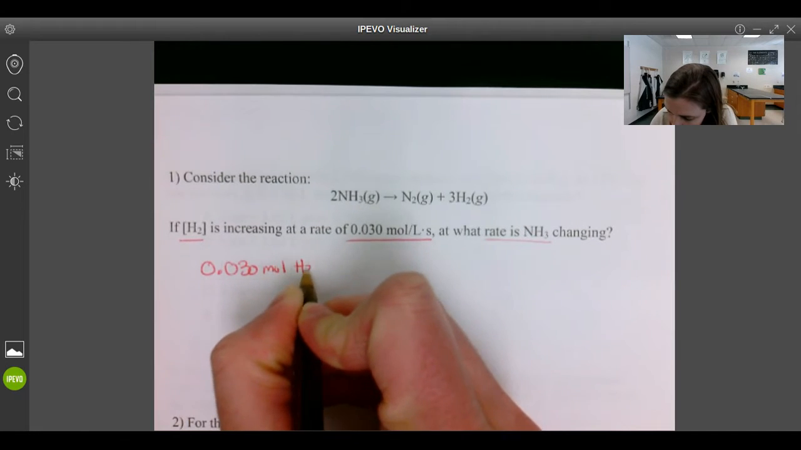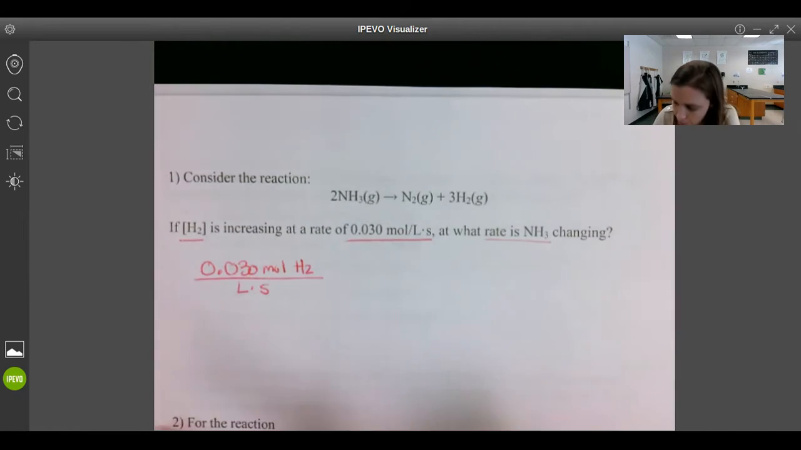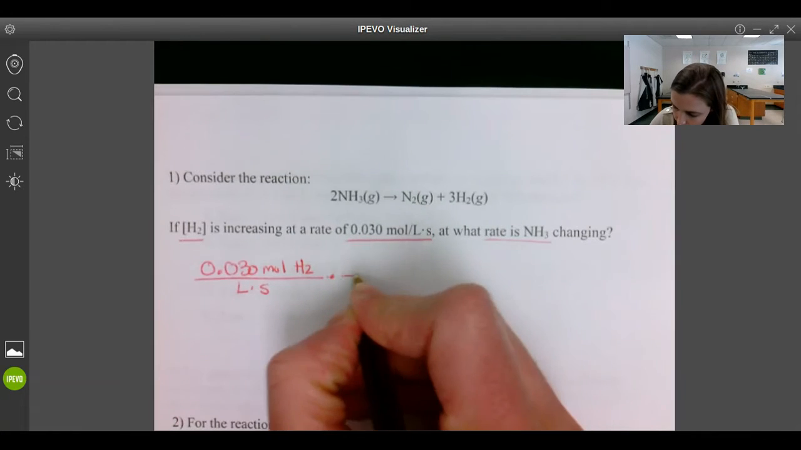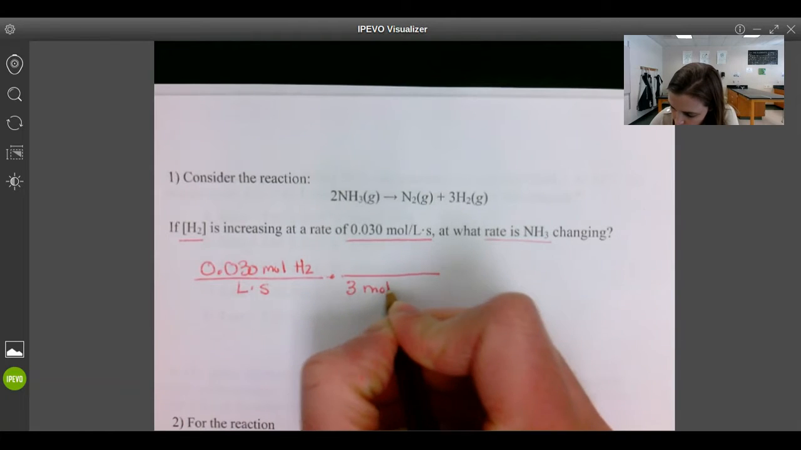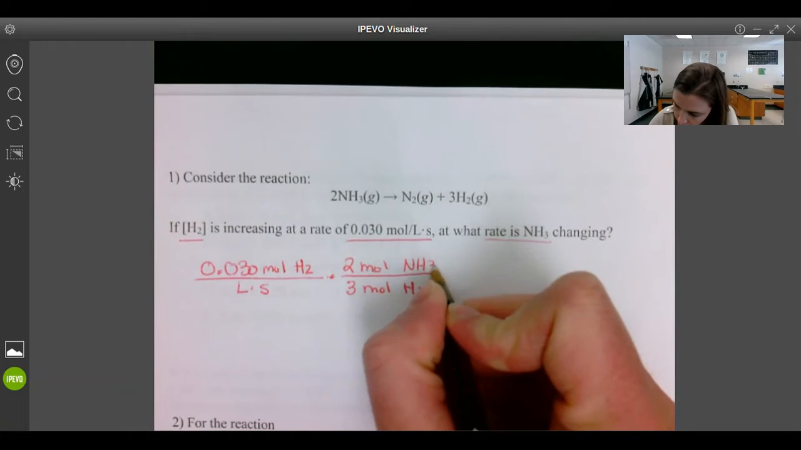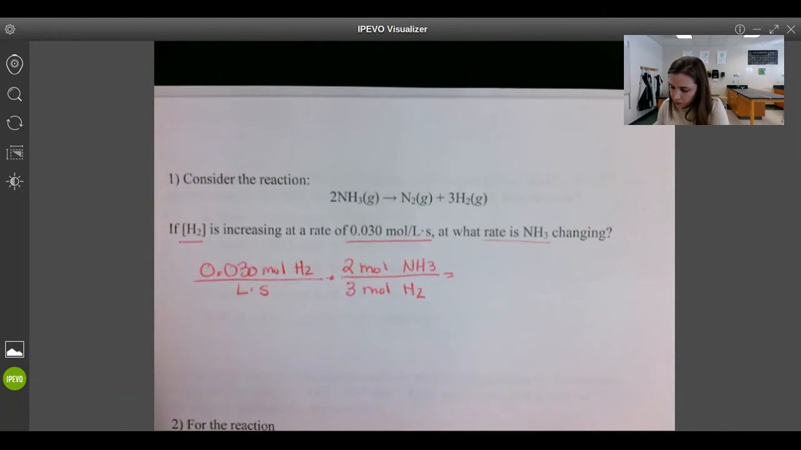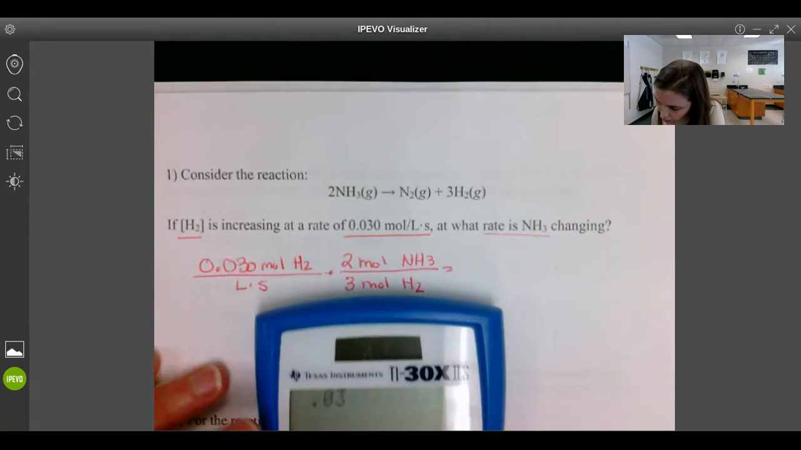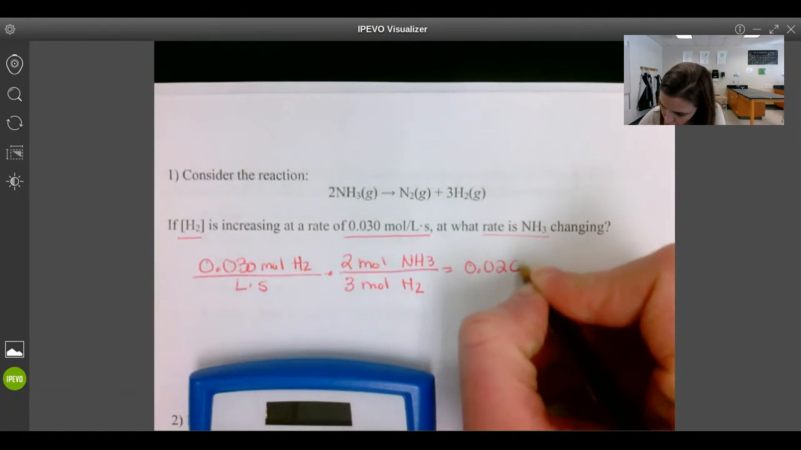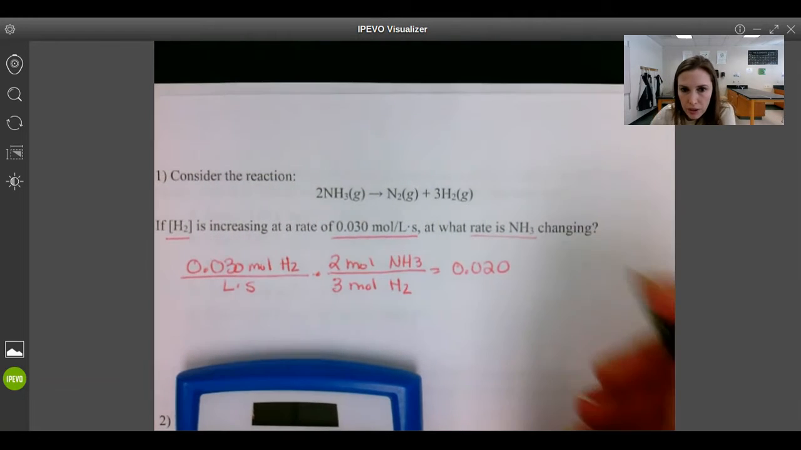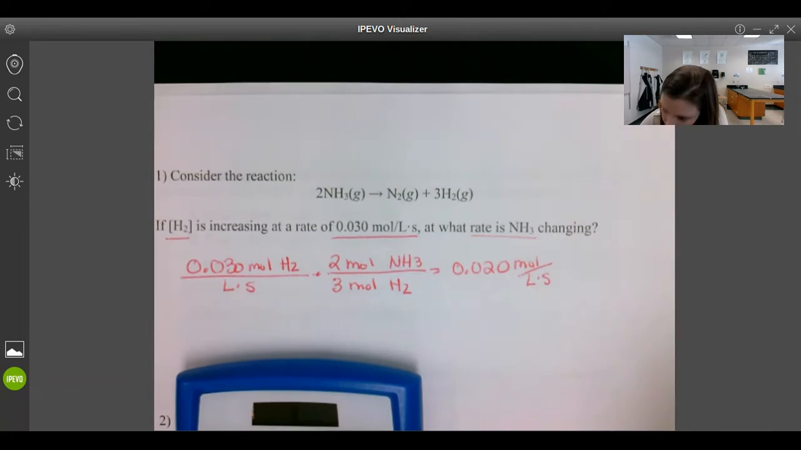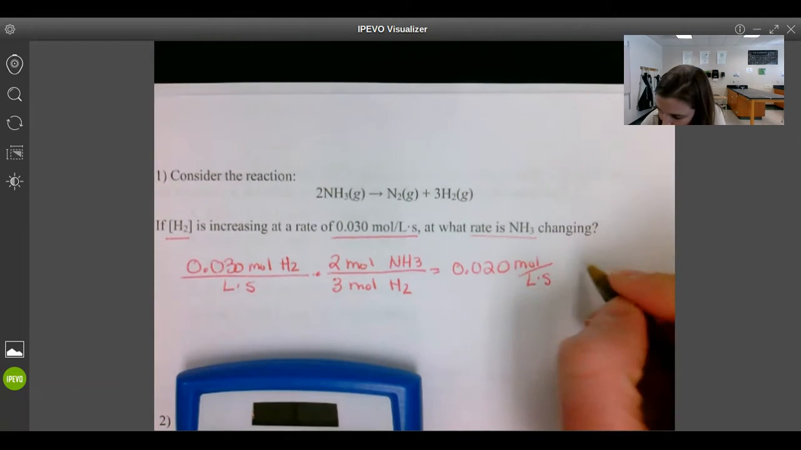So I'm going to start with my mole of H2. So I'm just starting with the rate. And just to help with the conversion, I'm just writing it out like this, same thing with my units here. And then I'm just going to use my mole to mole conversion. So for every 3 moles of H2 produced, it's going to consume 2 moles of NH3. So 0.03 times 2 divided by 3 is going to get me 0.020, keeping the 2 sig figs that I started with. And now this would be in mole per liter second in terms of my NH3.